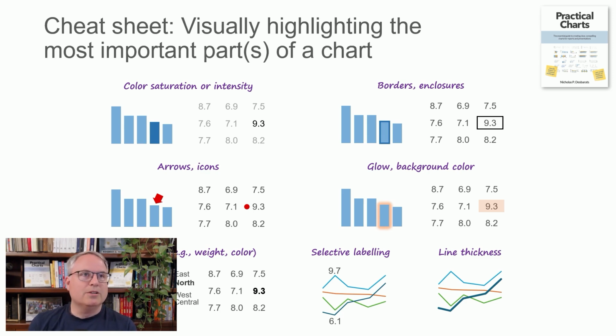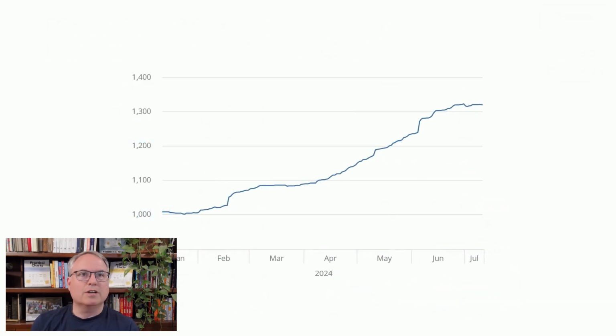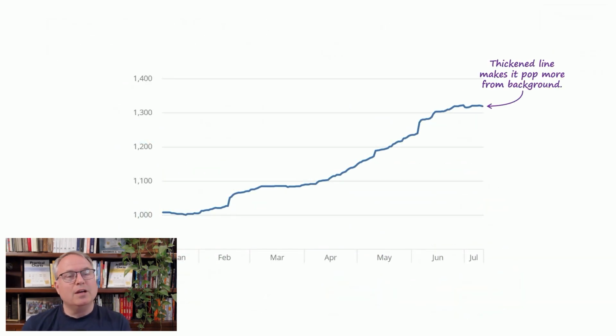One of the options that we can use for highlighting, particularly in line charts, is to play around with line thickness. So if I go back to my original chart, maybe I just thicken it up. And now it's really popping more, right? The most important thing in the chart, which is the line, is now more salient. It stands out more against the background.